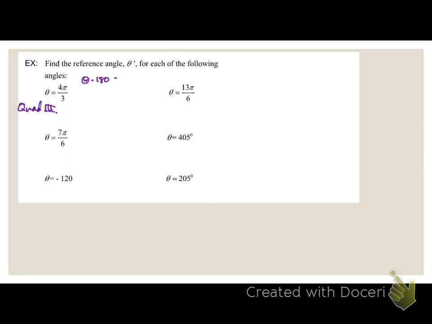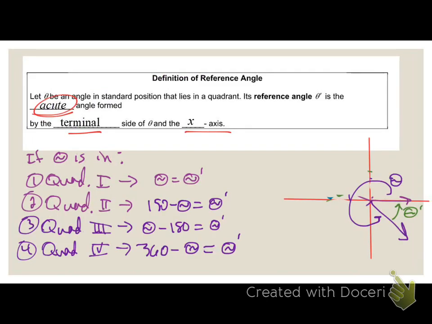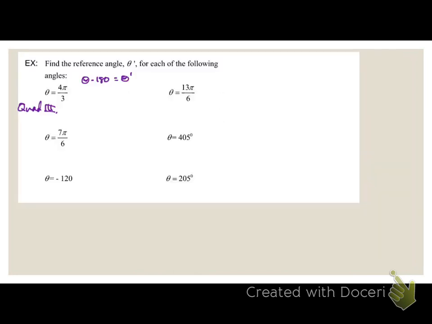And in quadrant 3, we're supposed to take our angle and subtract 180 from it. Now, I forgot to say this. 180, of course, is in terms of degrees. In radians, we can always replace 180 with pi, right? Because pi and 180 are the same. And we can replace 360 with 2 pi, right? So I'm supposed to subtract 180 from the angle to find the reference angle, or subtract pi. We'll get a common denominator, subtract that out, and you get pi over 3. Okay?